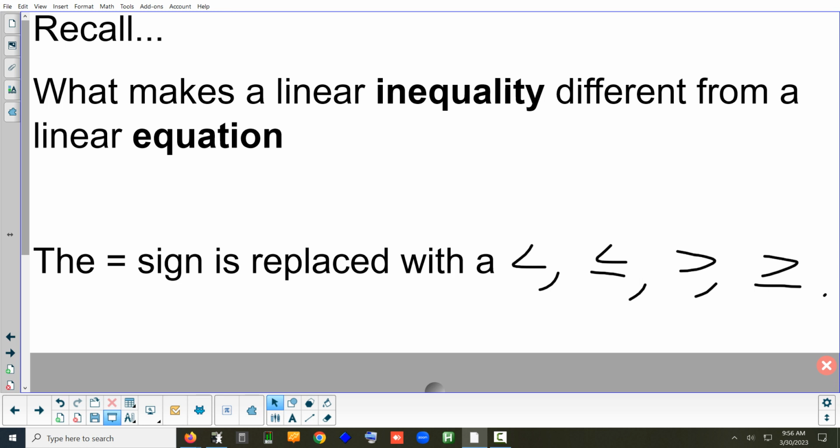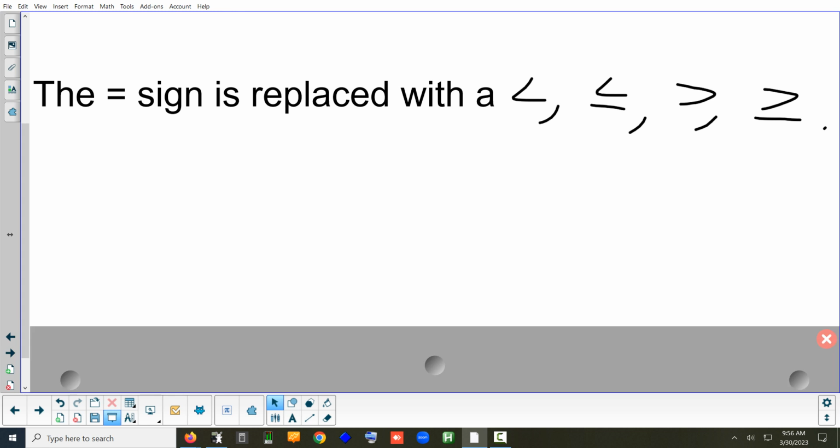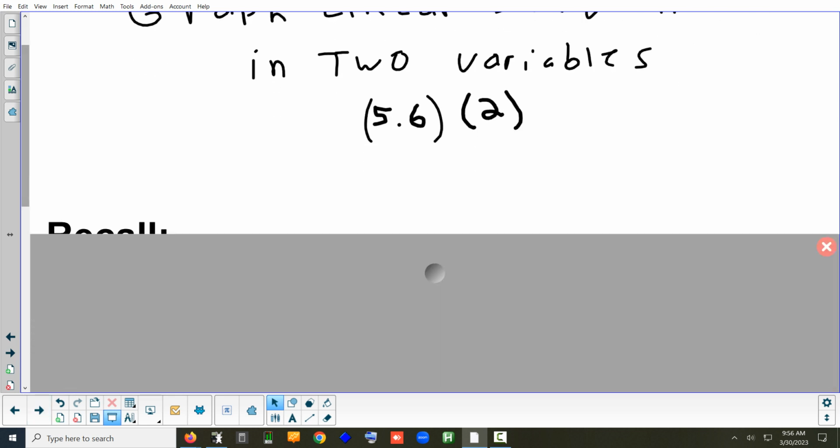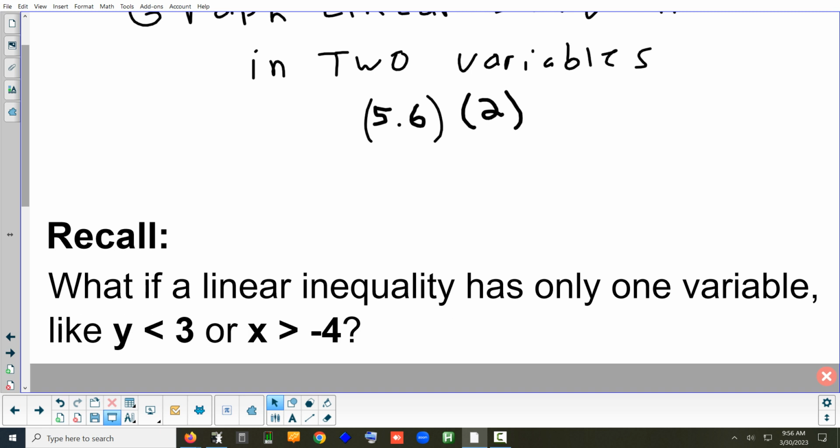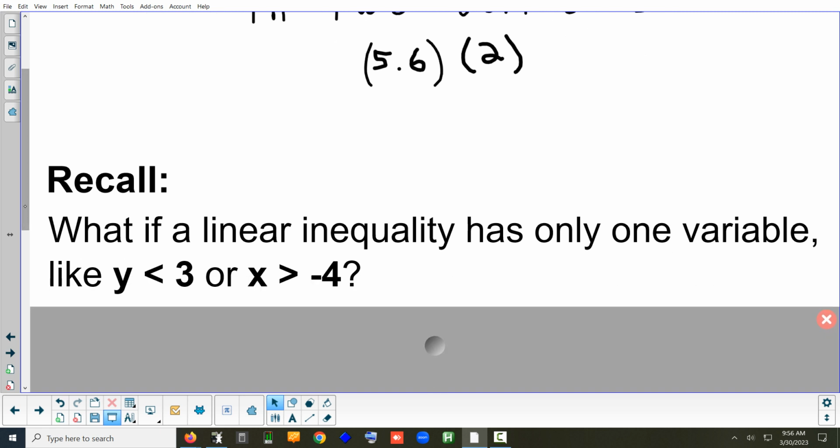You don't have a specific spot to write that down. Okay. What happens if an inequality only has one variable? Like y is less than 3 or x is greater than -4. What do we call those? Yeah, that's a special case. What if you just have a y? What kind of line do you end up drawing? Horizontal. Could be solid or it could be dotted, but it's going to be horizontal.